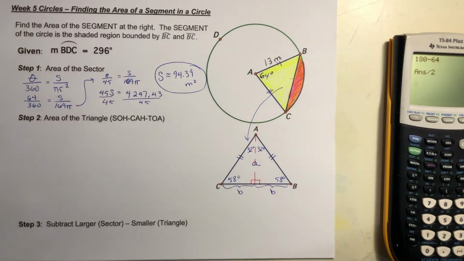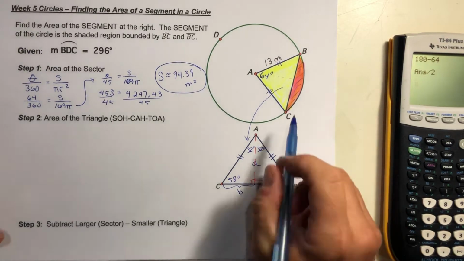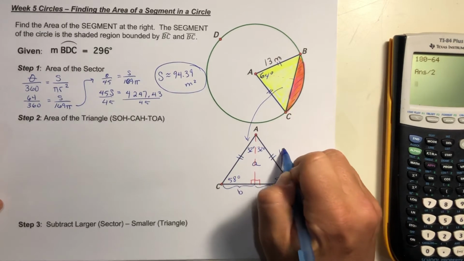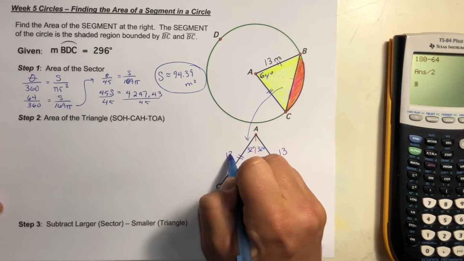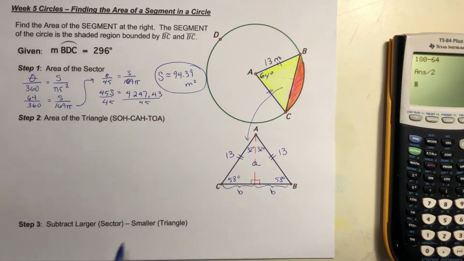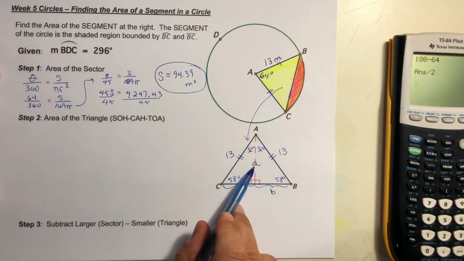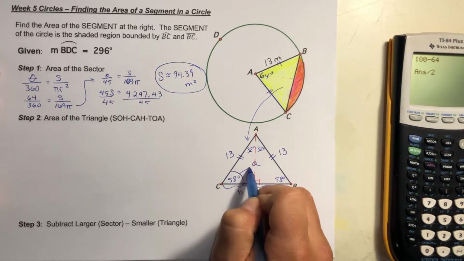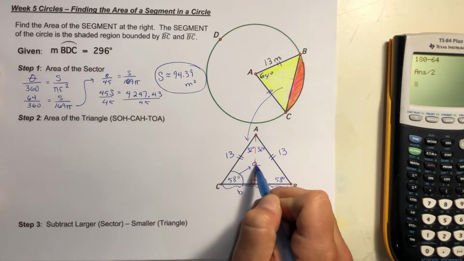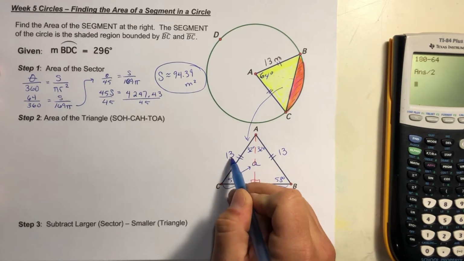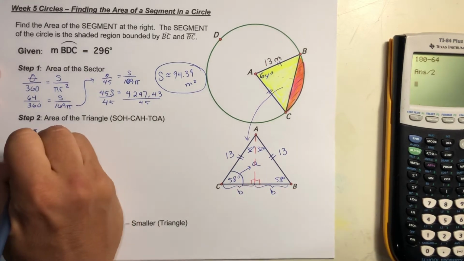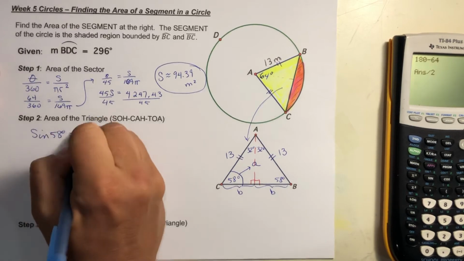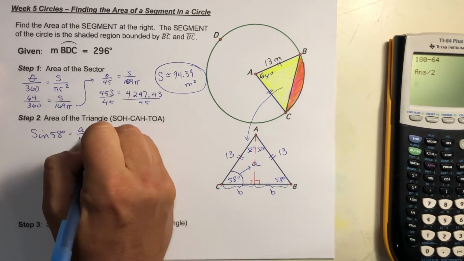Okay, so what I'm going to do here is, oh, I forgot my lengths. Sorry, we're going to need some lengths here, right? AB is 13 meters, and so is AC. All right, so the first thing I'm going to do is calculate the height of the triangle. So I'm going to choose to use 58 degrees. Height is opposite. 13 is the hypotenuse. I'm going to use sine. So now I'll have sine of 58 degrees equals A over 13.